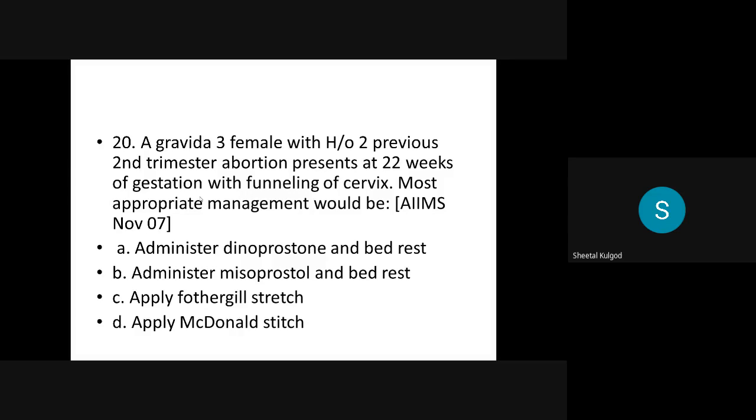Next, a Gravida 3 female with history of 2 previous second trimester abortions presents at 22 weeks of gestation with funneling of cervix. Most appropriate management would be: administer dinoprostone and bed rest, administer misoprostol and bed rest, apply Fothergill stitch, or apply McDonald stitch. Gravida 3 with 2 previous second trimester abortions, now she's presenting at 22 weeks to you, and there is funneling of the cervix. What would you do in such a case?